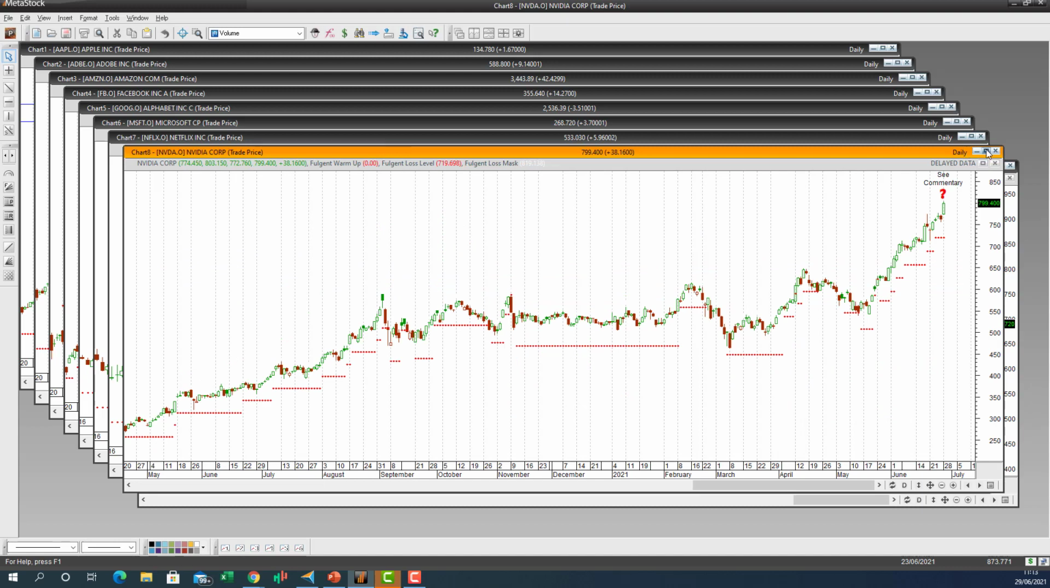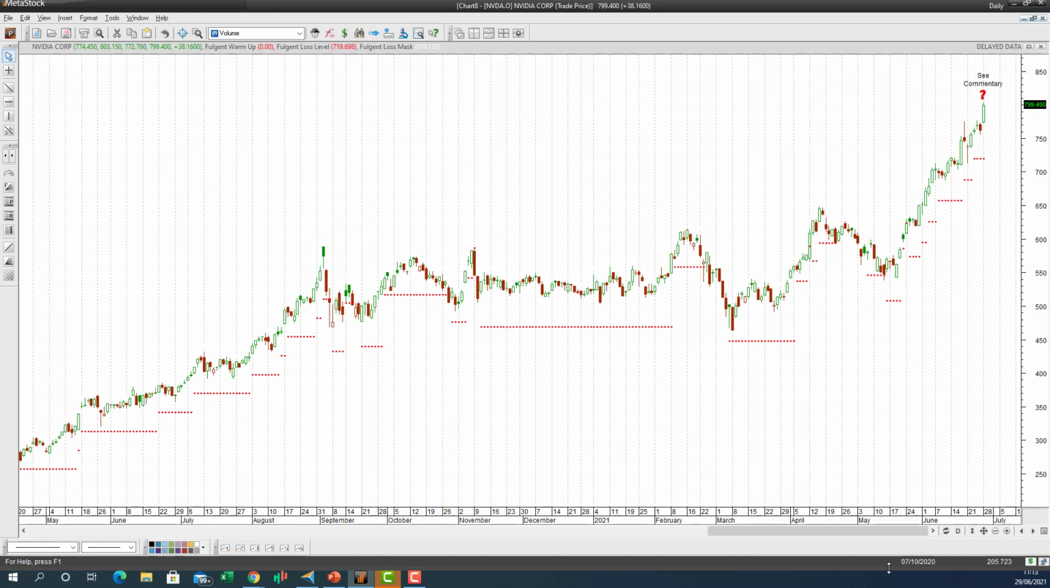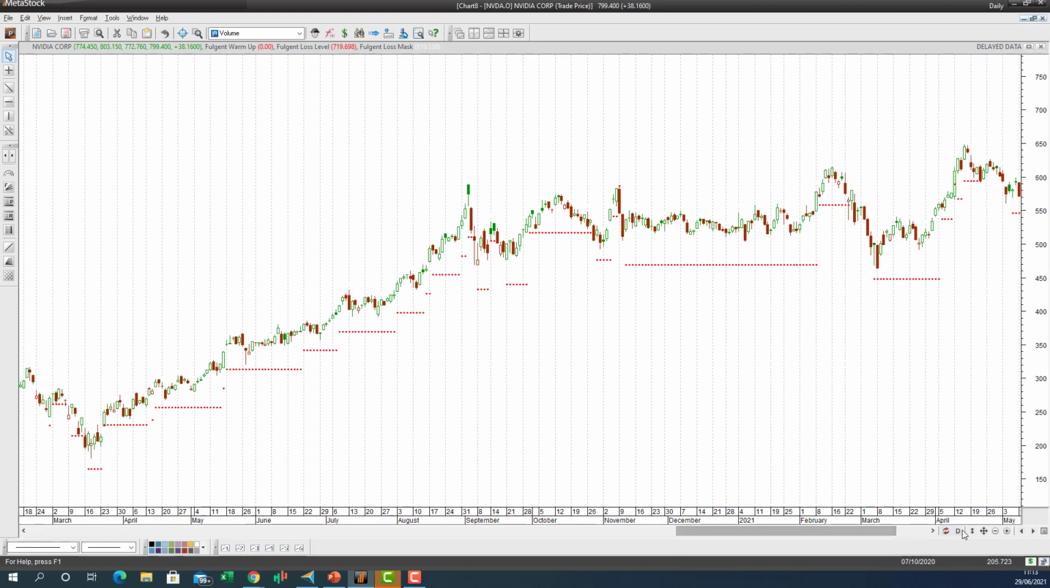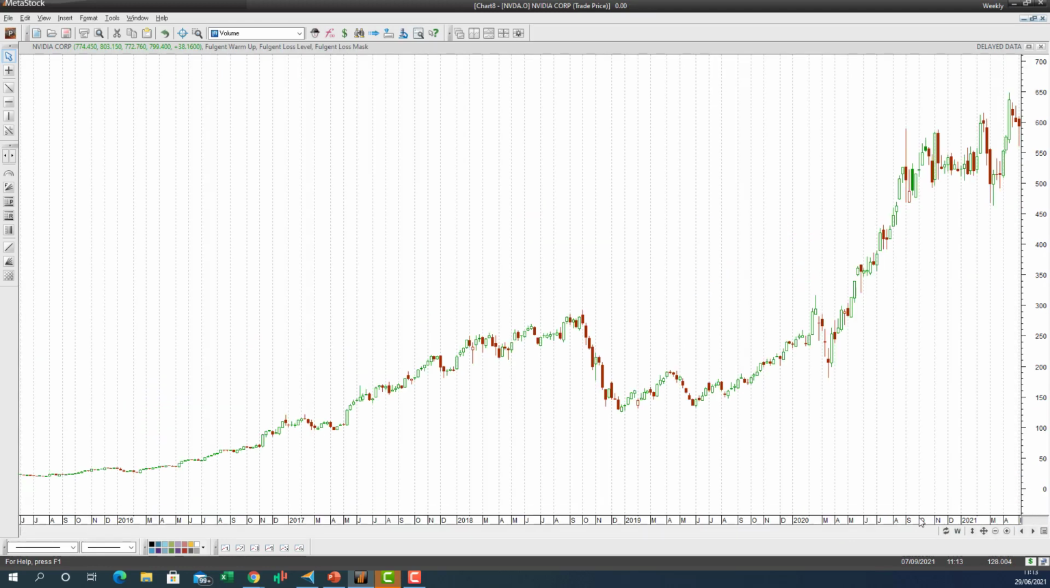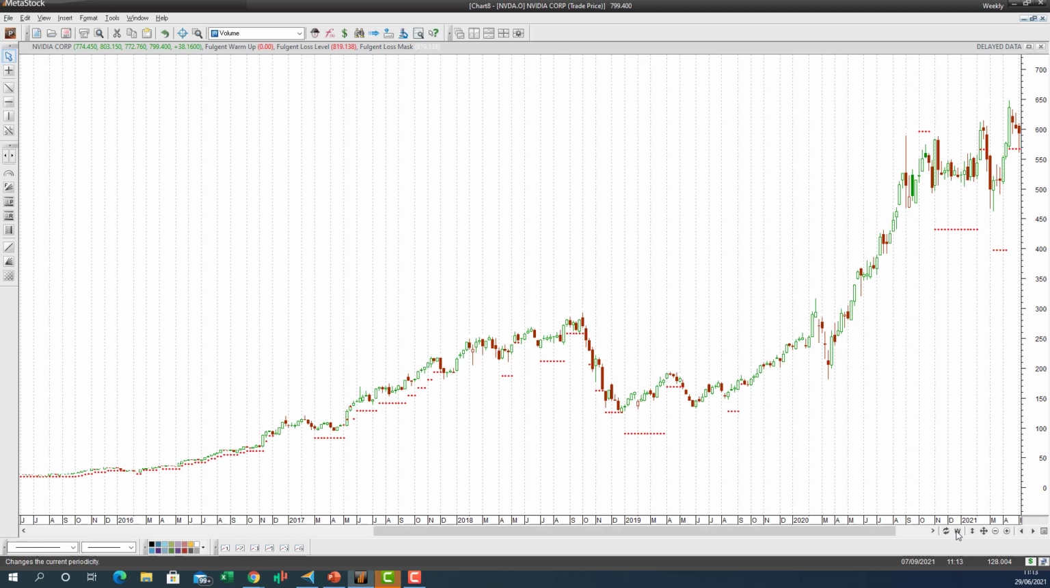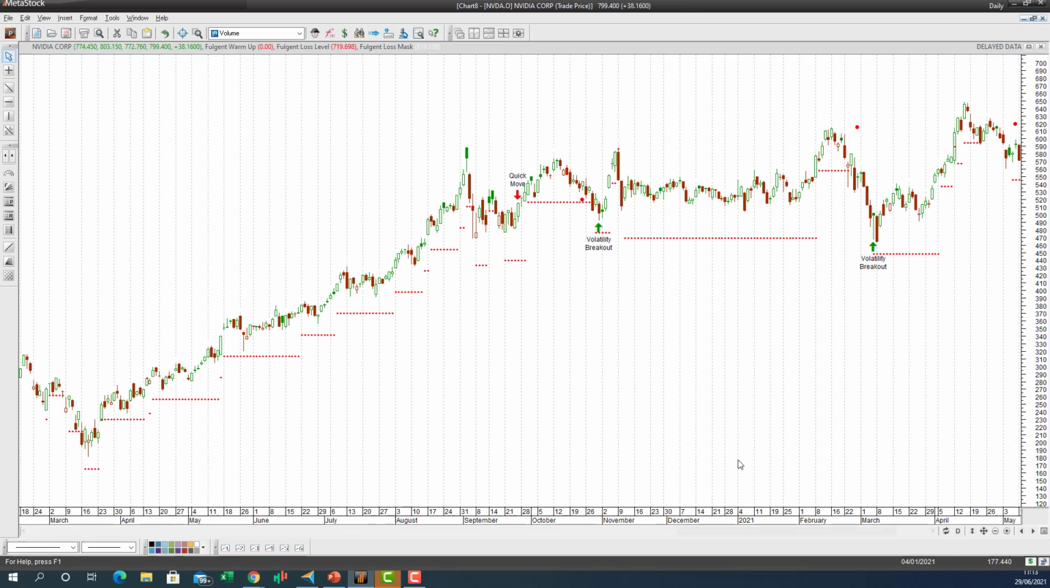Nvidia, fantastic there. Had a huge move up here. Let me just reload this chart, go to weekly, go back to daily. It refreshes. There we go. So we can see here back in March, huge volatility breakout. Look how the AI adds the stop loss in, trailing stop loss. Got out there, got back in immediately, and there was another profit target there.